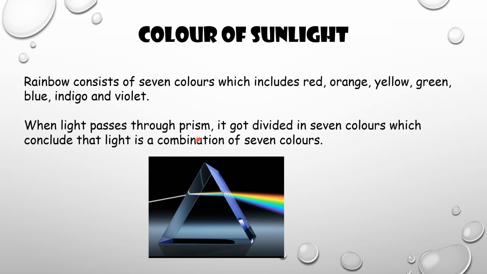When light passes through a prism, this glass prism, it gets divided into 7 colors, which concludes that light is a combination of 7 colors. Actually our sunlight is also white in color, but that white color is the combination of these 7 colors. Okay children, so this is the revision part of these 2 chapters.